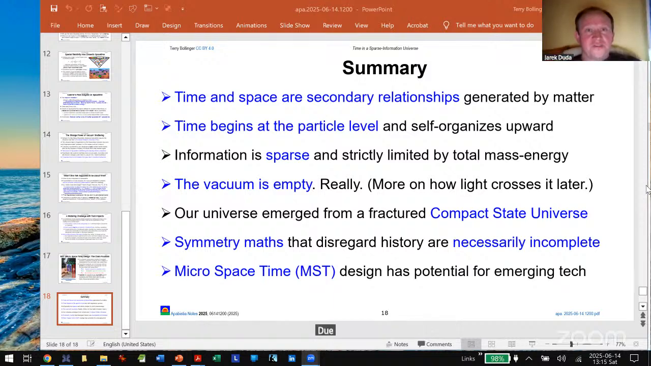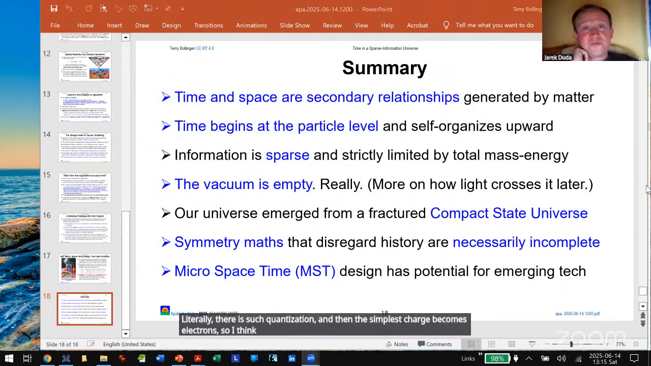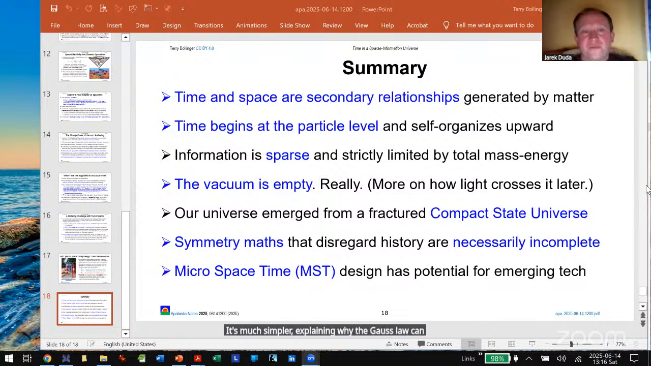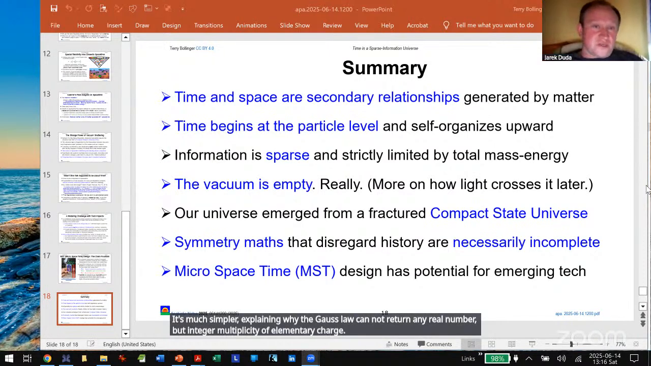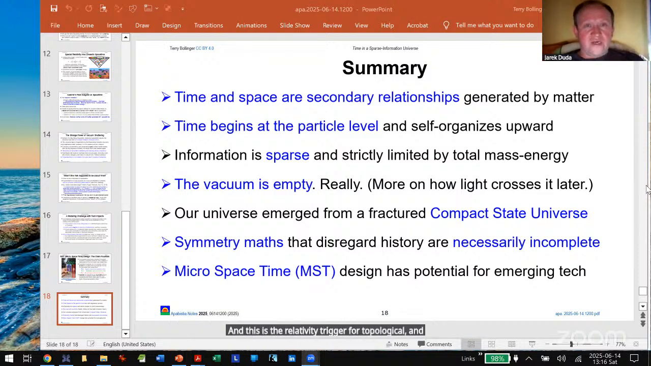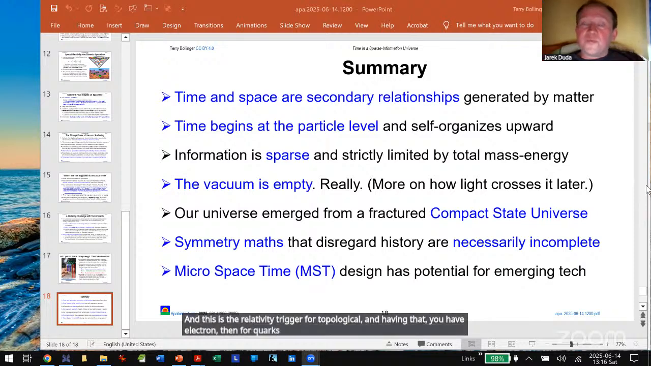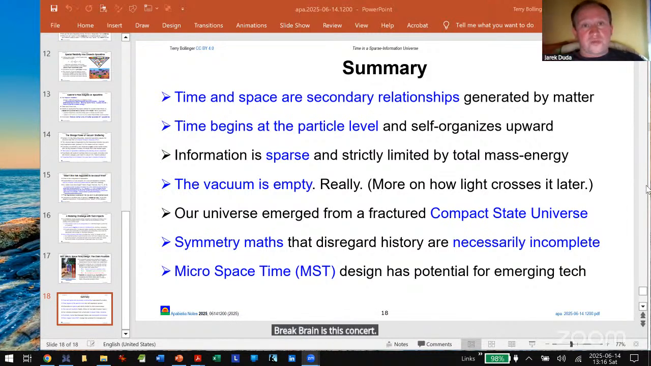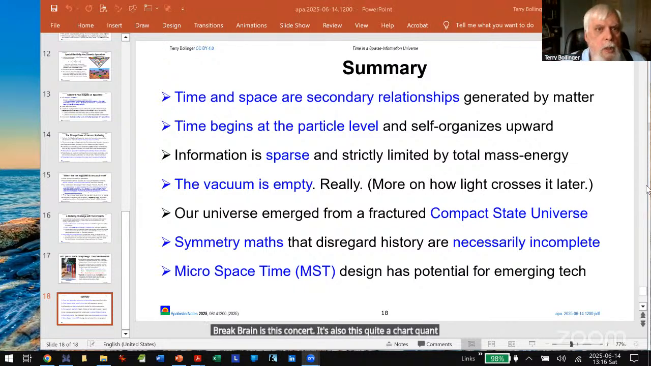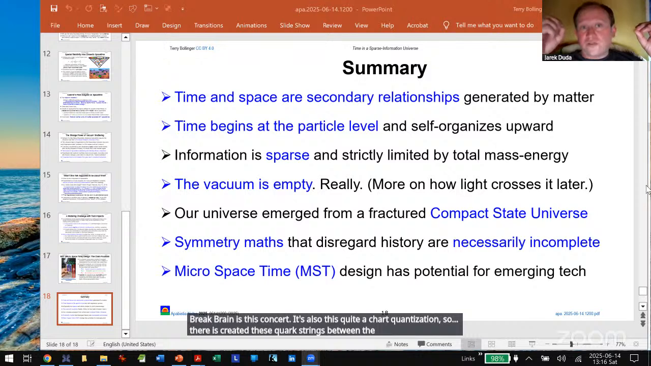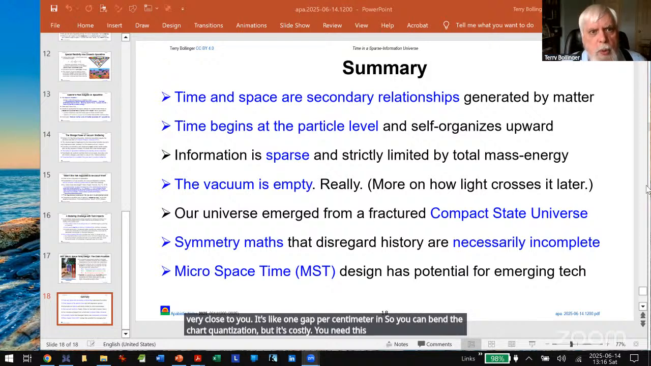So generally, there is charge quantization, and then the simplest charge becomes the electron. The charge quantization mechanism is much simpler, explaining why the Gauss law cannot return any real number but only integer multiples of the elementary charge. This is relatively trivial topologically, and having that, you have the electron. Then for quarks, you somehow break these constraints. So there are quark strings created between the quark and antiquark, which is very costly, about 1 GeV per femtometer in QCD. So you can bend the charge quantization, but it's costly. You need these quark strings between them, so it is very costly.